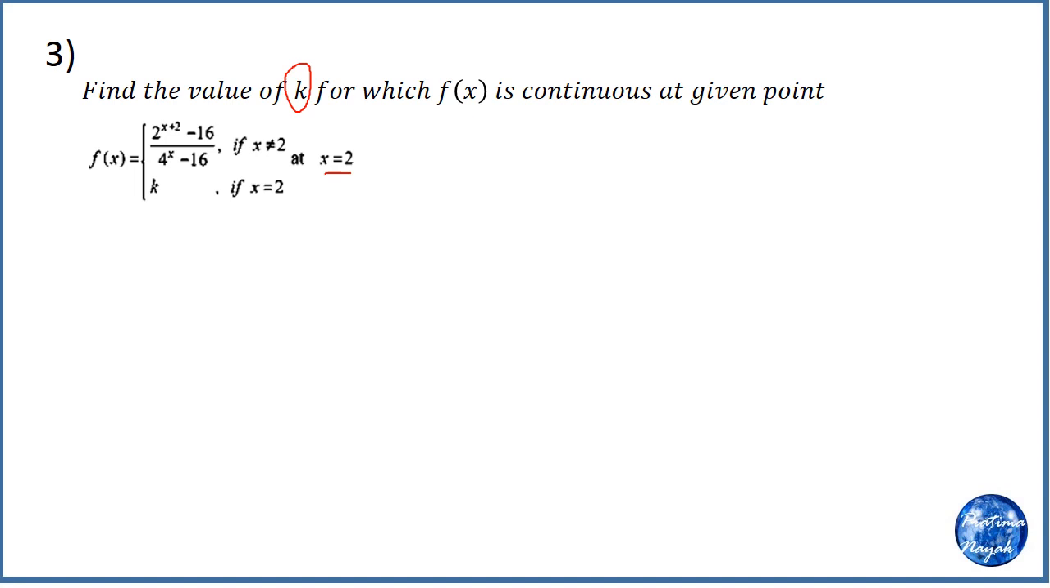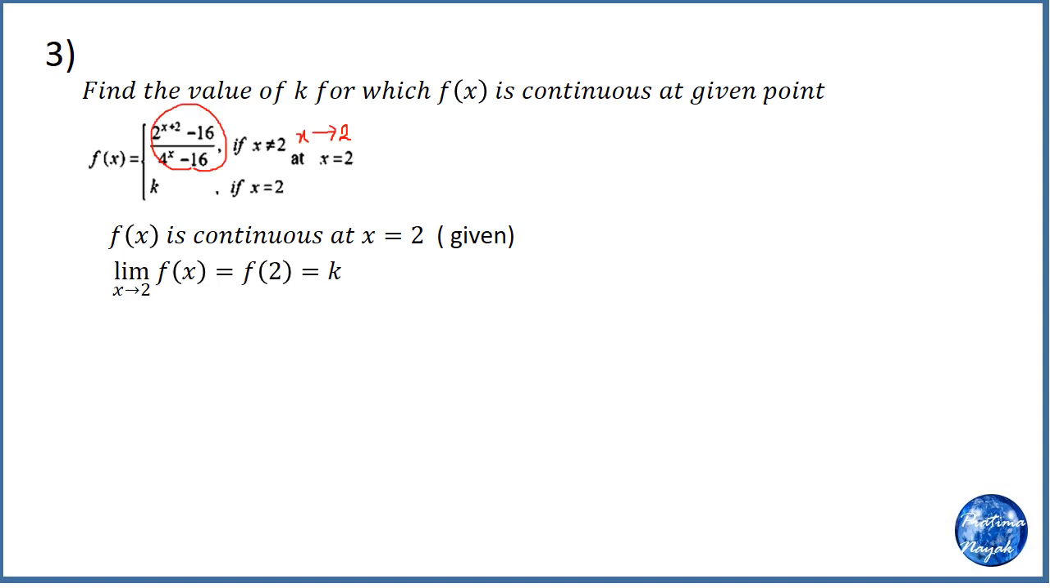When it is given to be continuous, first you write the condition. Write f(x) is continuous at x is equal to 2. It is given. So limit x tends to 2 of f(x) is equal to f of 2, and that is equal to k. Here you note one thing. Now when it is already continuous, that means left hand limit is equal to right hand limit. So no need of writing 2 plus and 2 minus separately, because it is given to be continuous.